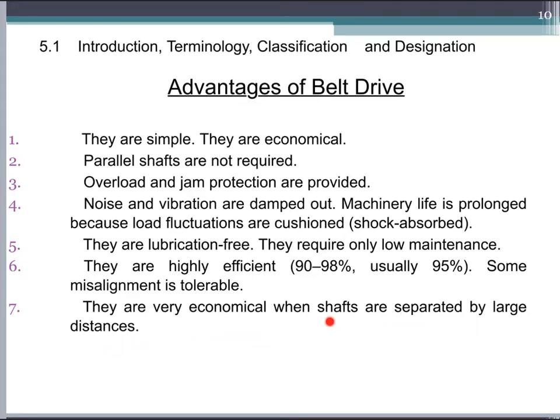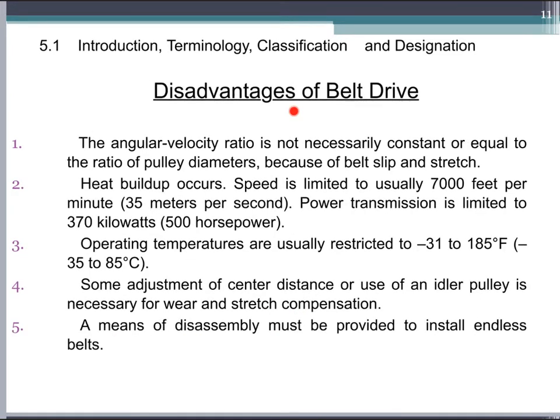So when we compare shaft and belt in terms of large distance, belt is more economical. There are some disadvantages of using belt drive. The first one is the angular velocity ratio cannot necessarily be constant due to belt slip and stretch. Second, because the belt operates by friction, heat build-up easily occurs.